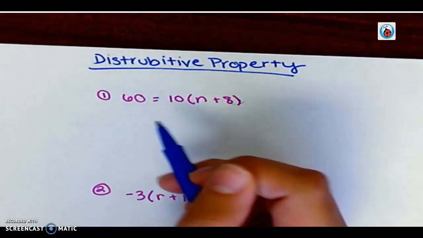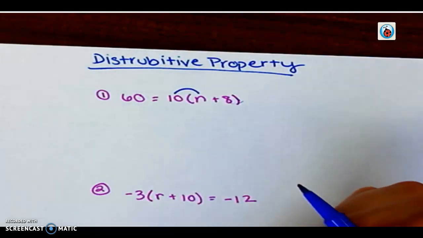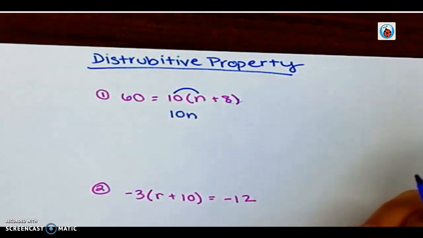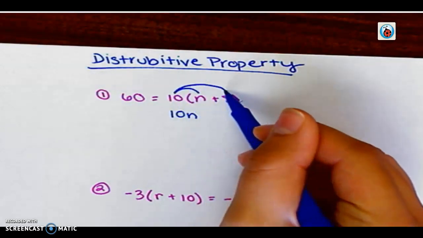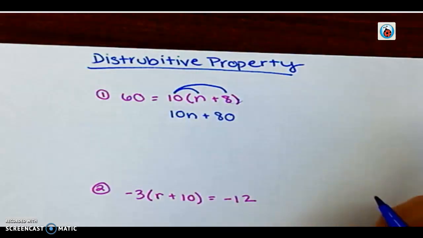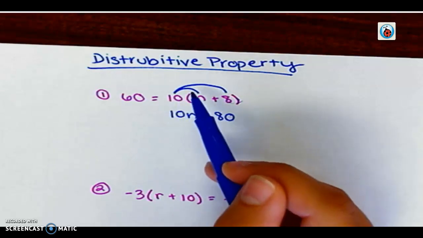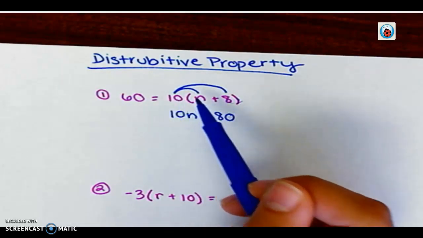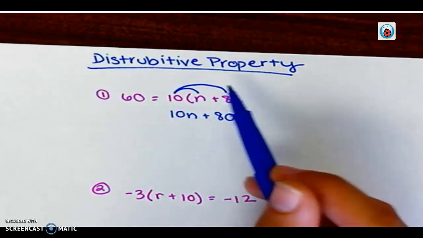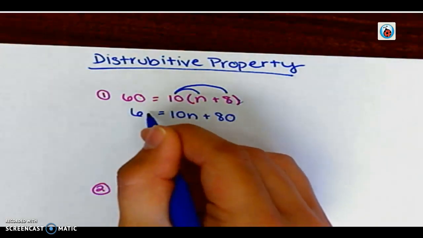So my first step in solving this equation is to do 10 times n. Whenever I do that, I get 10n. And then I have to do 10 times positive 8, which is going to give me positive 80. Okay? A lot of people forget that you have to distribute that 10 to each thing inside the parentheses. So in this case, the n and the 8, not just one of them. And I know that this is equal to 60.